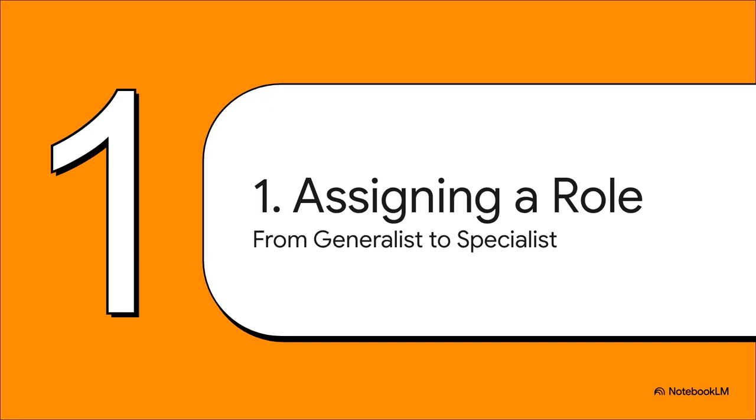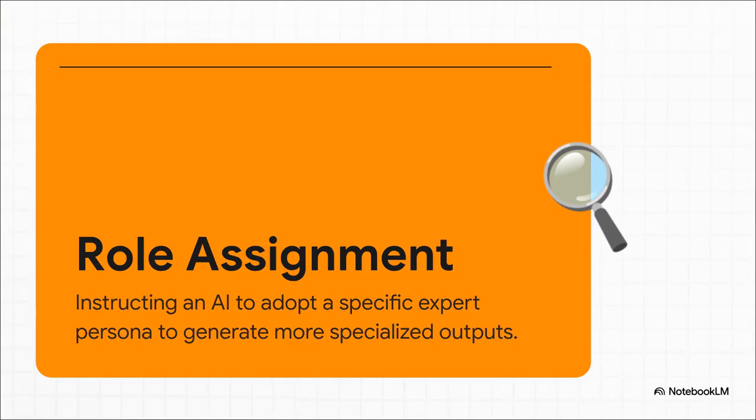This is your secret weapon for turning that generalist AI into the exact specialist you need for any job. The whole idea here is pretty simple, but it's a game changer. Instead of just telling the AI what to do, you first tell it who to be. When you assign a role, you're tapping into all the specific language, knowledge, and patterns associated with that profession that are buried deep inside the AI's training data.